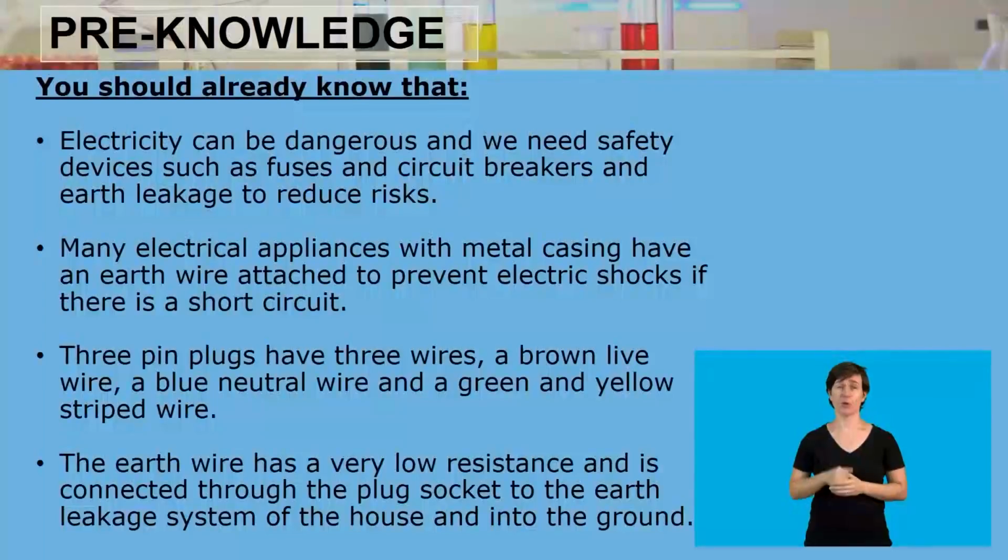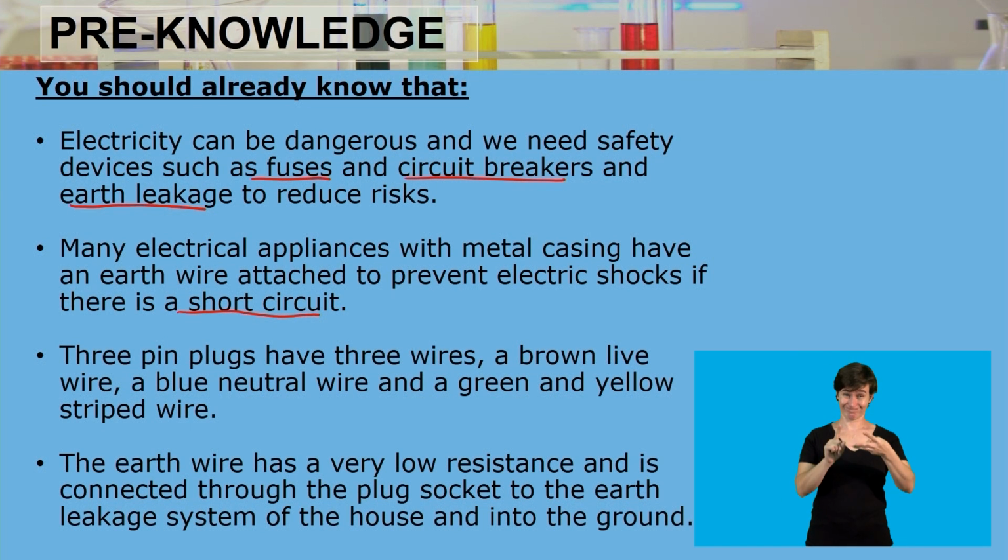In addition to that, there are certain things that we know about what electricity entails, how it moves and how it powers everything that we have around us. Number one, electricity can be dangerous and we need safety devices such as fuses, circuit breakers and the earth leakage to reduce the risks. Number two, many electrical appliances with metal casing have an earth wire attached to them that is used to prevent electric shocks if there is a short circuit.